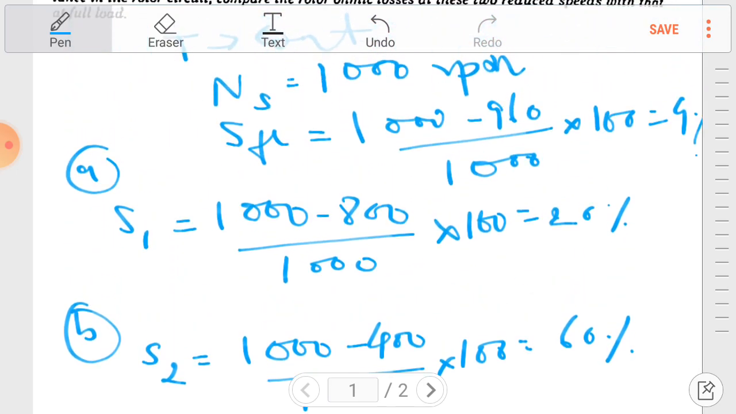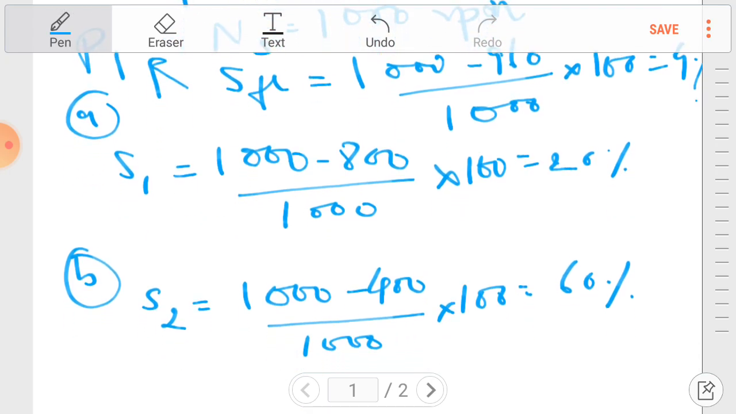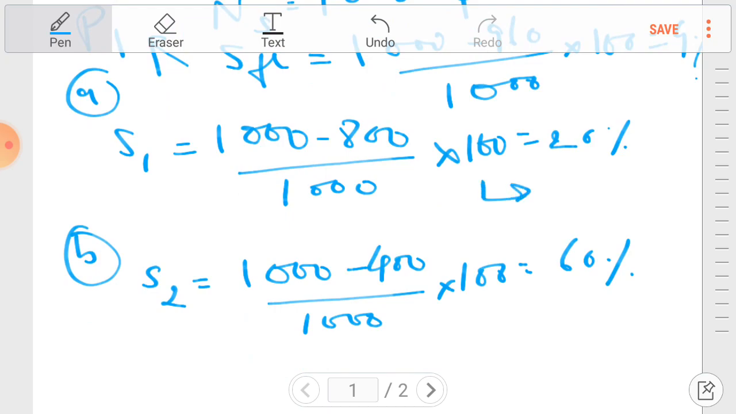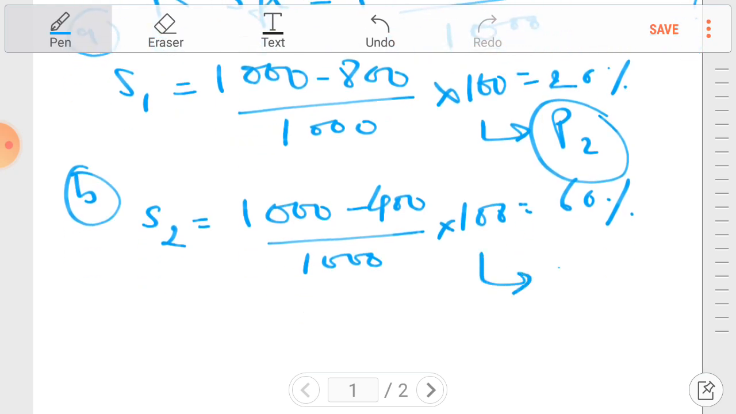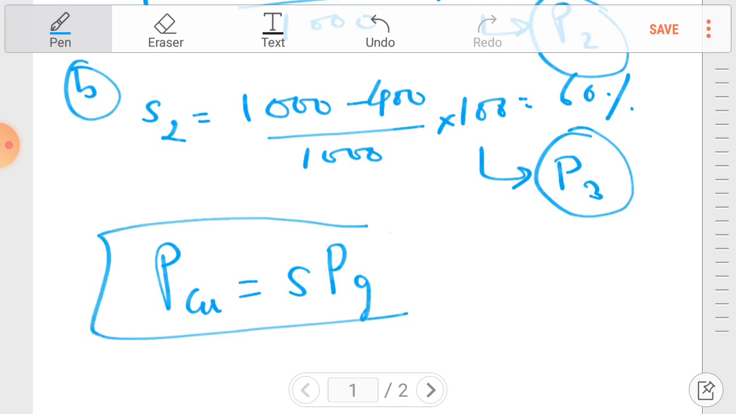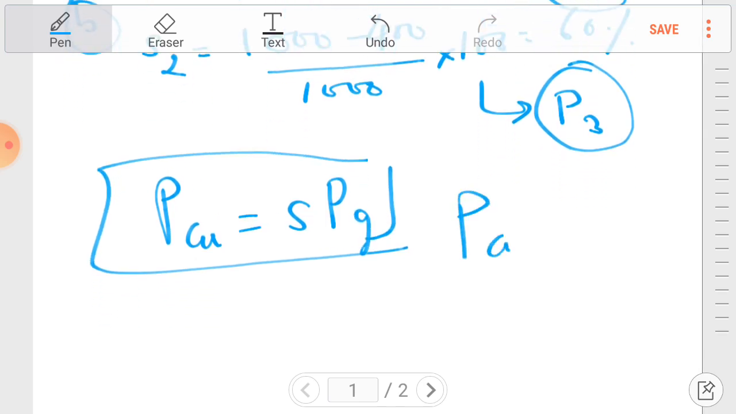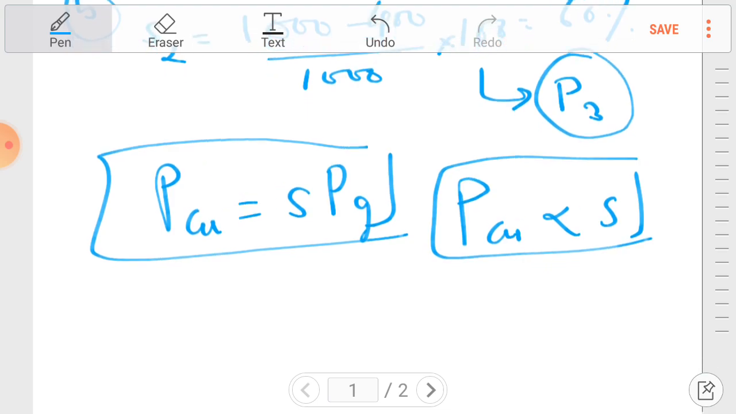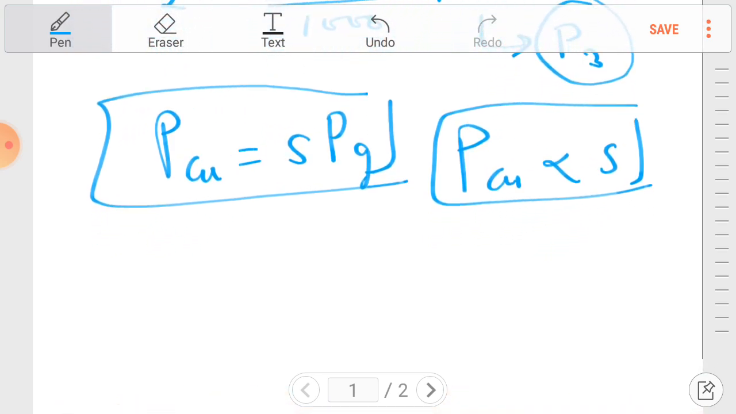So let the ohmic loss at full load be P1, the ohmic loss at slip S1 be P2, and similarly the ohmic loss at S2 be P3. We know that copper loss is equal to S into air gap power, so copper loss is directly proportional to slip. So the variation of slip is directly proportional to the variation of copper loss.